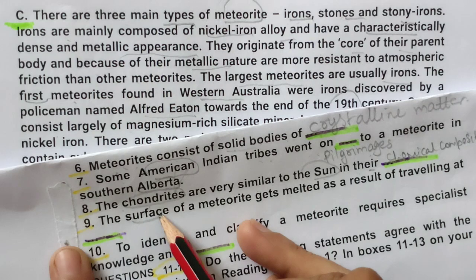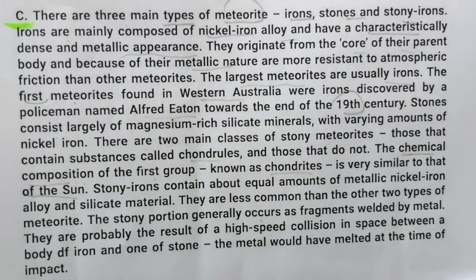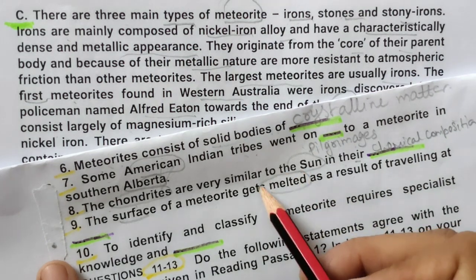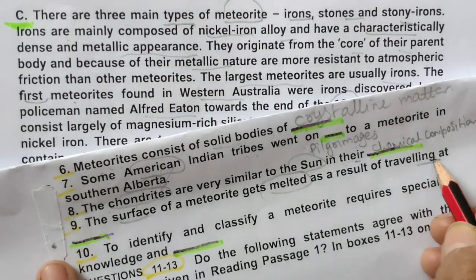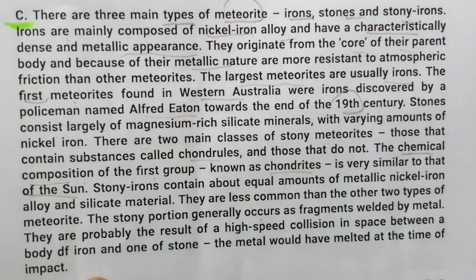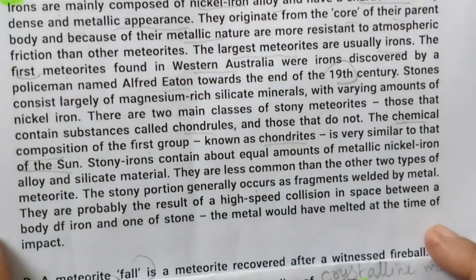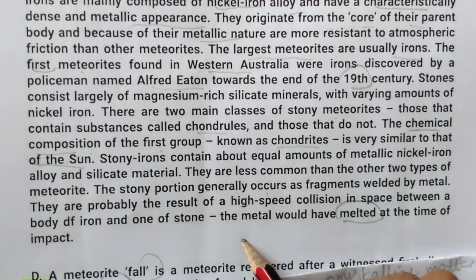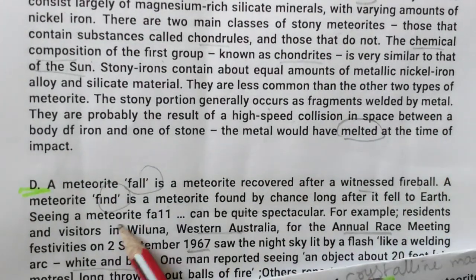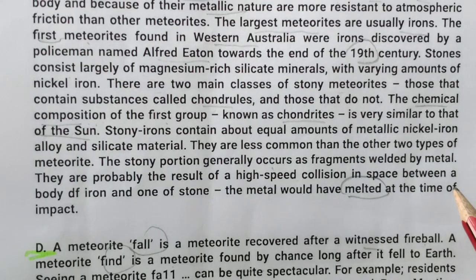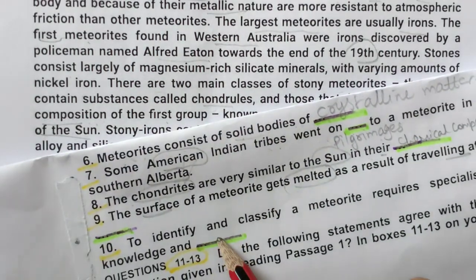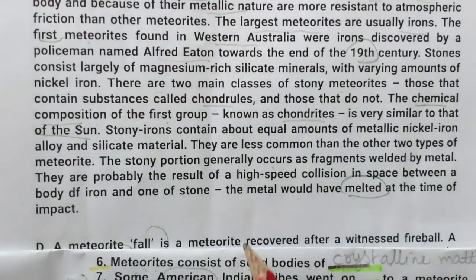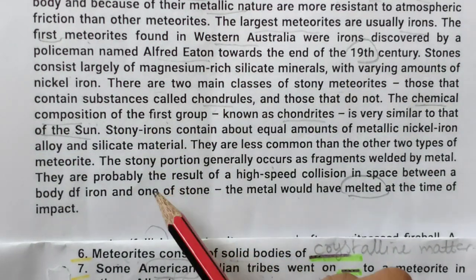The surface of a meteorite, we know it. In the next paragraph they were talking of a meteoroid getting melted. So the melted word we have to find: gets melted as a result of traveling at. Okay. So, oh yes, see this, I can see the melted word here. Surface they were talking about in E paragraph, but the melted word here, I have got: gets melted as a result of traveling at. So something we need to find. Let's read it, otherwise we will go to E paragraph.